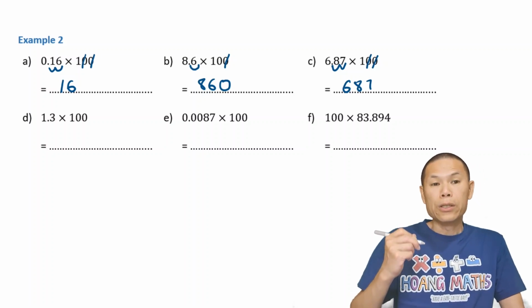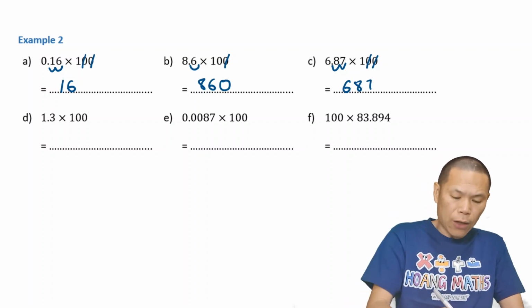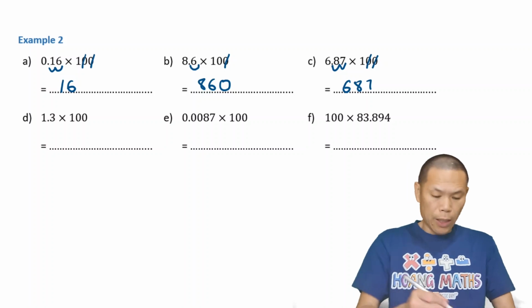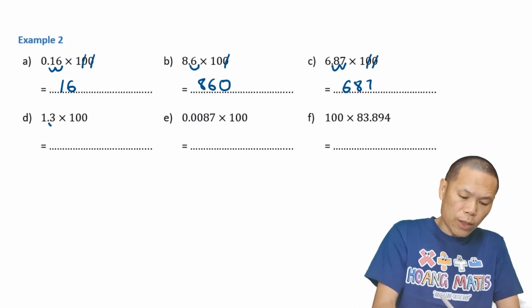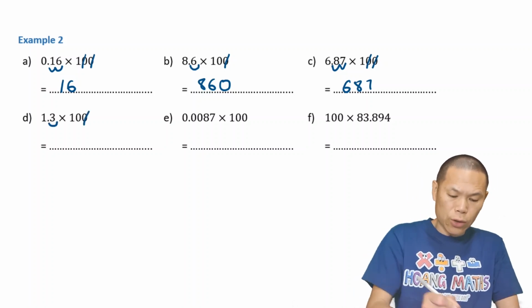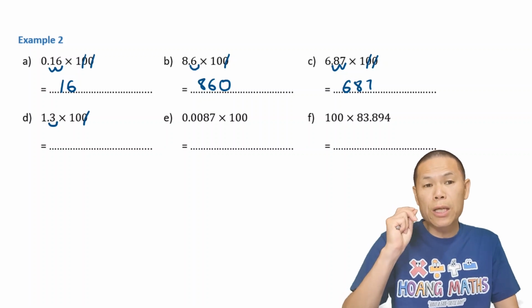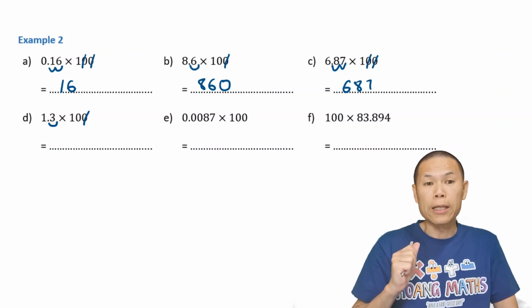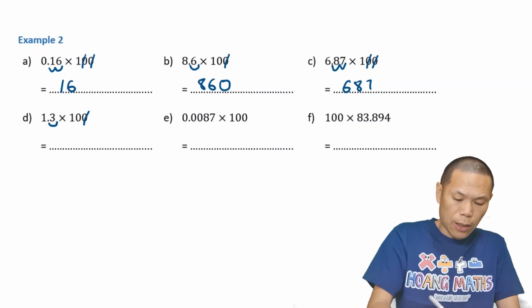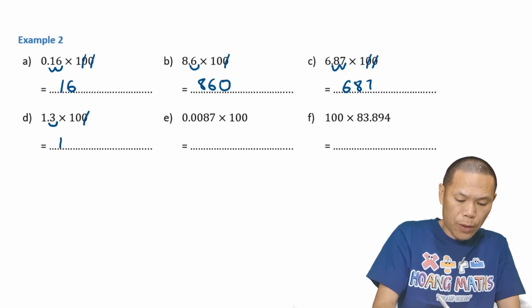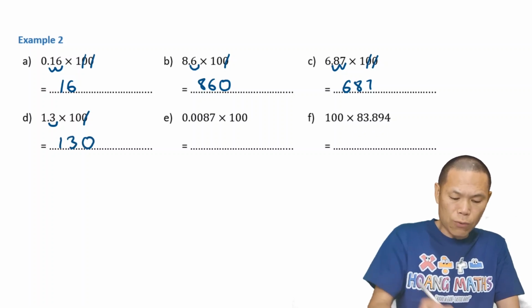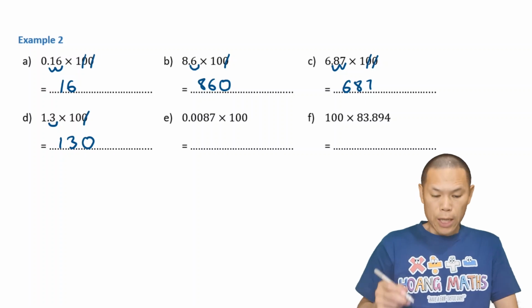Part D. So 1.3 times 100, of course, the number is larger. So we move the decimal point this way. We cancel that, so that becomes 13 times 10. So 13 times 10 is, we just write 13 down and we just write down the 0. So there you go.